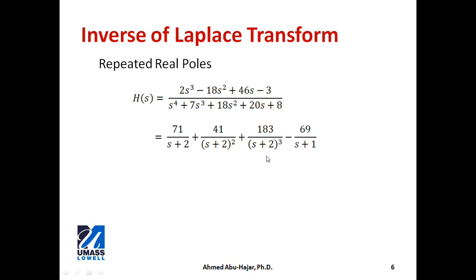Then when you take the partial fraction expansion of it, you know that you're going to include this pole, which is s plus 2 to the power of 2, and then also a term for s plus 2 to the power of 1. So we already know that. And then when we find the inverse, we're going to find the inverse of each term individually. So I find the inverse of this, plus the inverse of that, plus the inverse of this, and then finally the simple one.